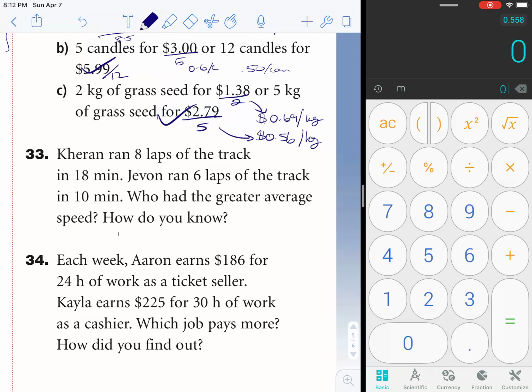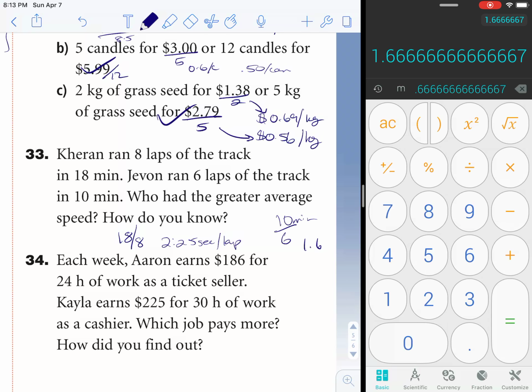Okay, this one, time divided by 8 laps, so 18 minutes divided by 8 laps, it takes 2 minutes and 25 seconds per lap for Karan. And Javon is doing 10 minutes for 6 laps, so 10 divided by 6, 1 minute 67, well, I guess 1.67 minutes per lap. So who's faster? Well, this guy. Or girl.